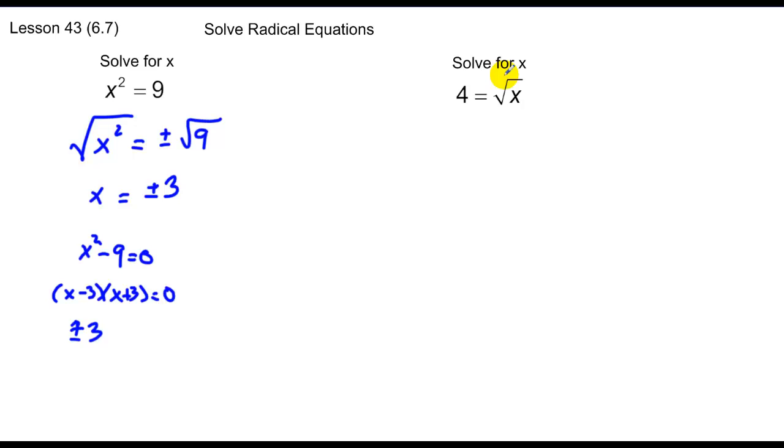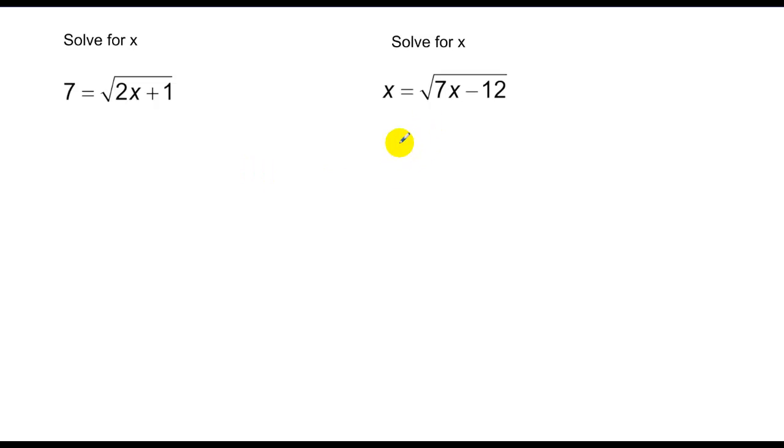Now, likewise, if we have a square root, the only way to undo a square root is to square both sides. So if I square 4 and square x squared, we end up with 16 equals x. And this is a style of equation we're mostly going to be working with today. So this is really no different than the problem we just did, except for the fact that what's under the radical sign is more than just a variable, it's an expression.